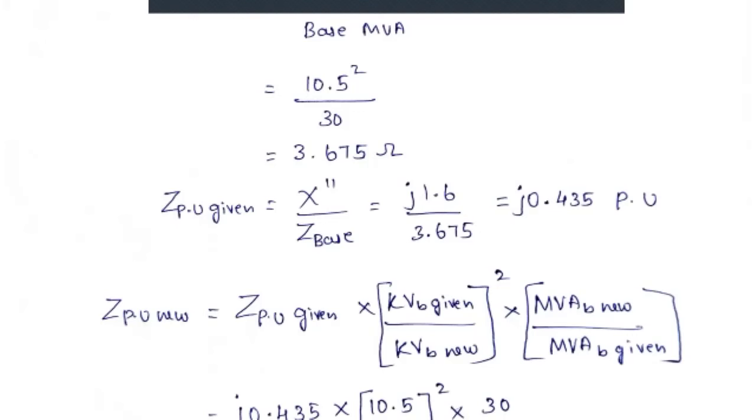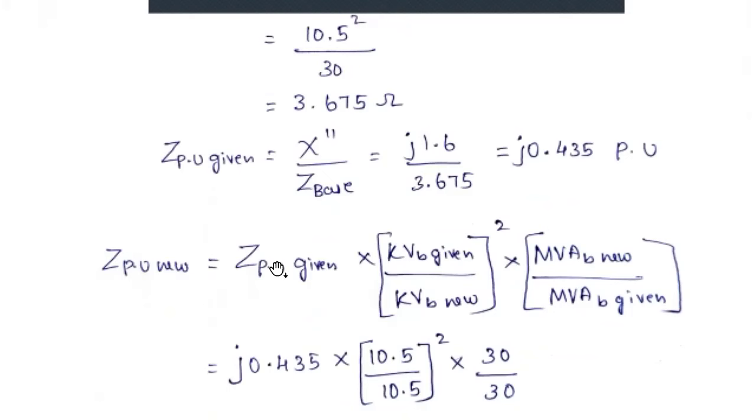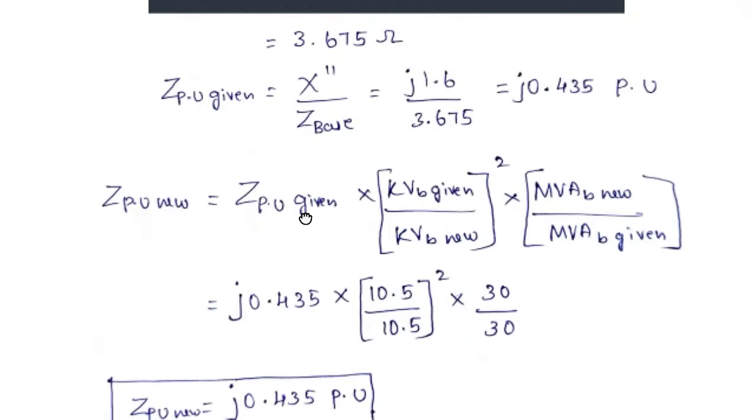Next, the formula. We already derived this formula: Z per unit new is equal to Z per unit given into kV base given divided by kV base new, the whole square, into MVA base new divided by MVA base given. Or otherwise, Z per unit new is equal to Z per unit old into kV base old divided by kV base new, the whole square, into MVA new divided by MVA old. That is also correct. In some other books it is given as old. For easy understanding, we have taken the old values as the given values.